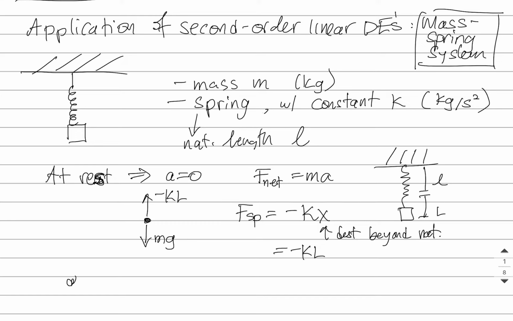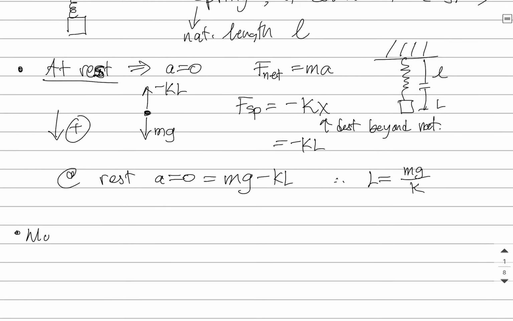Now, at rest, as we said, the acceleration is 0. If we take downward to be positive, that means we'll have mg minus kL equals 0, and we could relate that additional length to the parameters of this problem. We are going to consider what happens when this system is in motion.